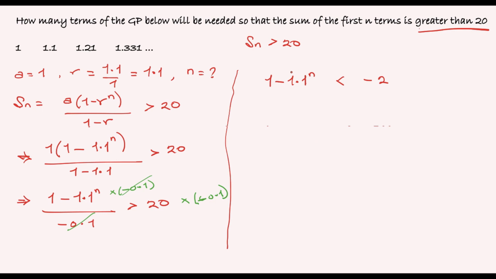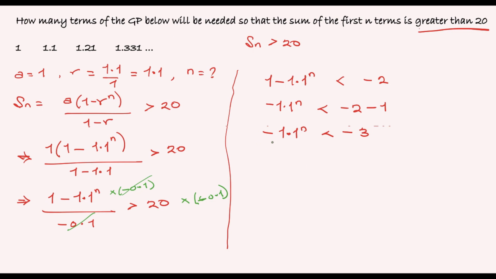Now, we can make n the subject of the formula here by moving 1 over to this side. If we move 1 over to this side, this gives us minus 1.1 raised to power n less than minus 2 minus 1. So our 1 has moved here to become minus 1. And this is minus 1.1 raised to power n less than minus 3.